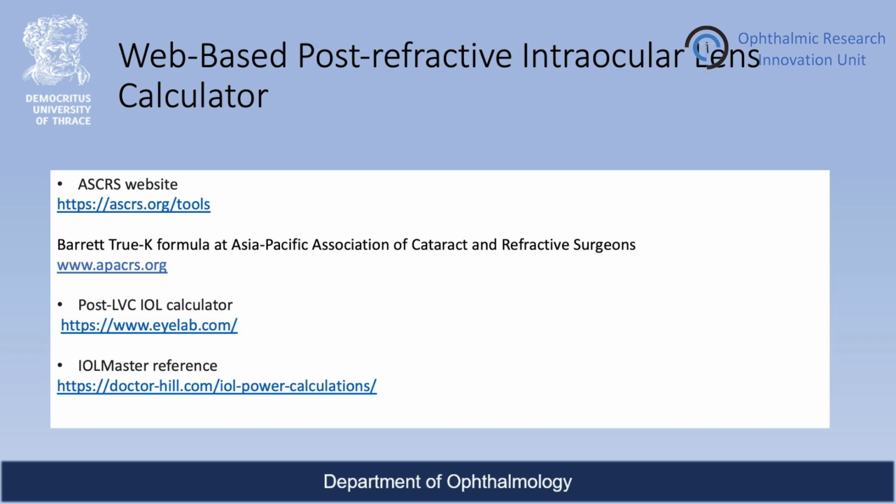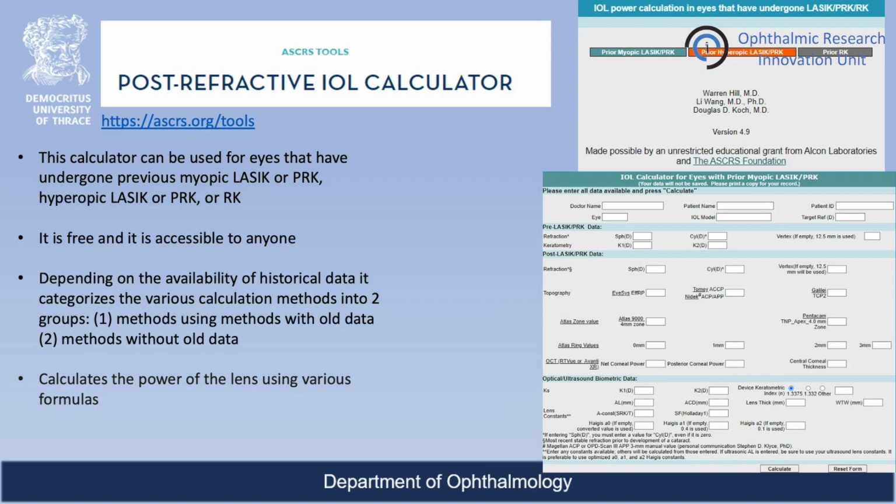Finally, we have various online post-refractive intraocular lens calculators, which have made our lives easier. The most popular is the calculator provided from the American Society of Cataract and Refractive Surgery website. This calculator can be used in eyes with previous LASIK, PRK, or radial keratotomies. It is free and accessible to anyone. It can be used whether we have preoperative data or not. In this online calculator, we enter whatever data we have: the history data, if they are available, the keratometric data and the biometric data. And then, it calculates the power of the lens using various formulas.